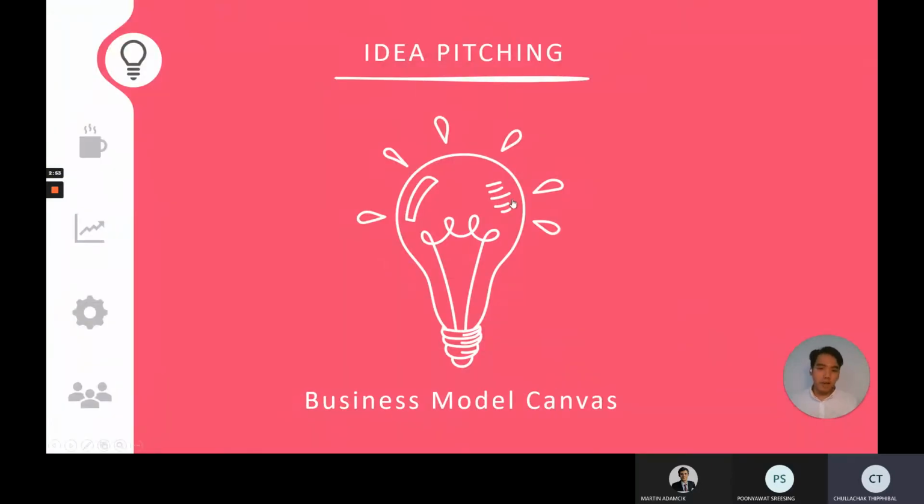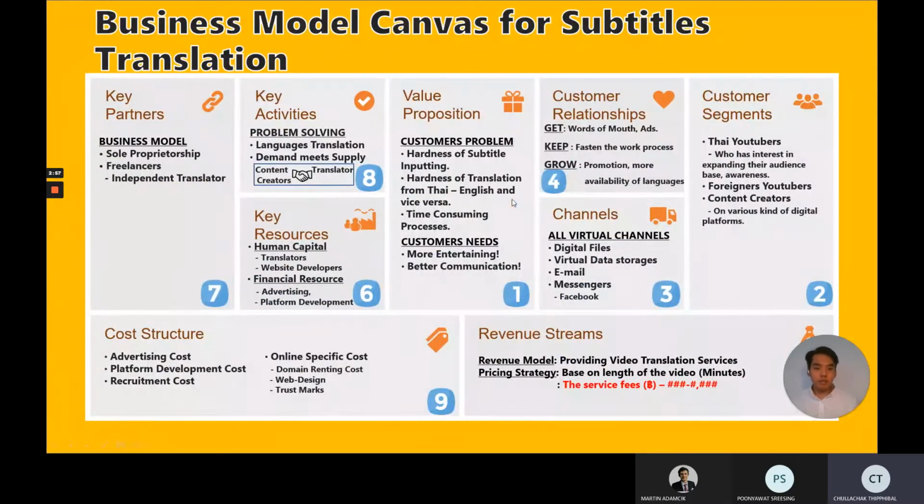So at the idea pitching part, I did the business model canvas to map out my ideas. I divided it into 9 sections, but most importantly, the 5th section, the revenue stream. The revenue stream is one of the most critical points in this research, because the way my business gains revenue is by providing video transcription services. So I have to identify the appropriate price to charge my customers, and it will be based on the minutes of transcription.